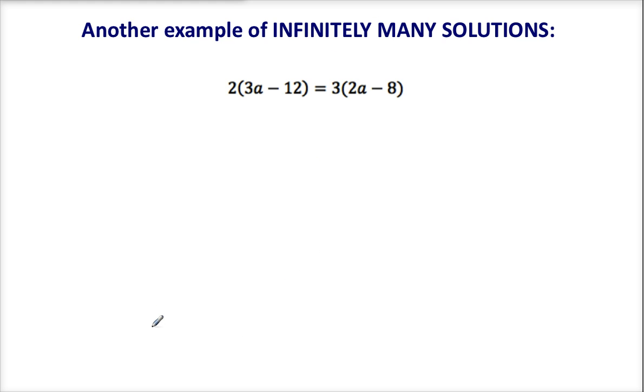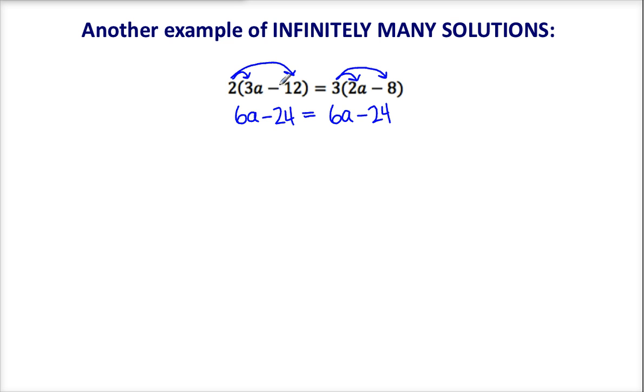Let's take a look at one more. Okay, so this one, it's hard to tell by looking at it that it has infinitely many solutions because there's some distribution that we need to do. So let's do that and then we'll maybe get a clearer picture. We need to distribute this 2, so everything gets multiplied by 2. So we have 2 times 3a is 6a, and 2 times a negative 12 is negative 24. This is equal to, now we have to distribute this 3 over here. 3 times 2a is 6a, and then 3 times a negative 8 is negative 24.